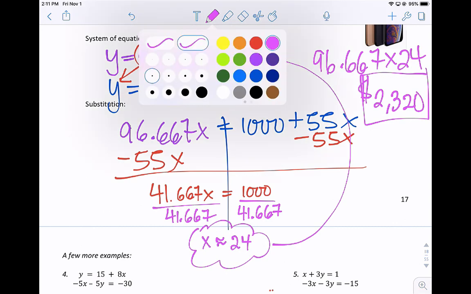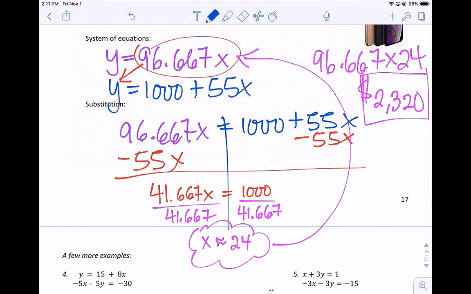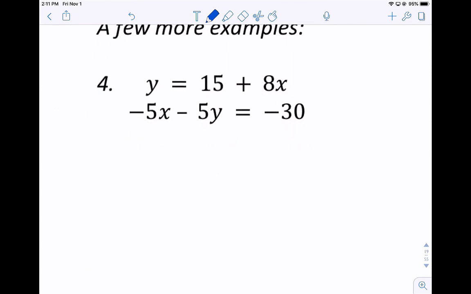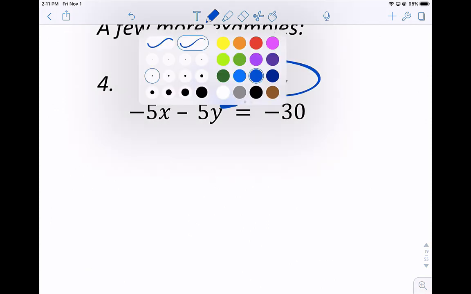Okay, so again, we graphed these two lines. This is where they cross. This is the solution. But now we did it by substitution. Okay, so 3 more examples. Okay, so again, first step, get y by itself, which is done. Second step, plug it in. Here's what it looks like.